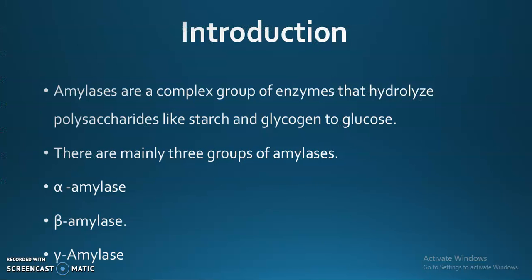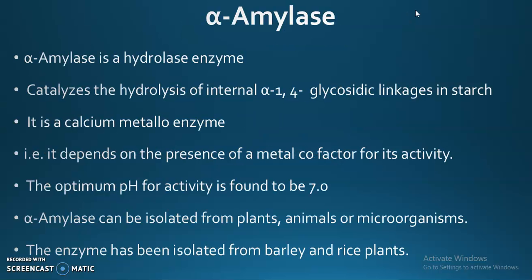Amylases are a complex group of enzymes. They can hydrolyze polysaccharides like starch and glycogen to yield glucose. There are mainly three groups of amylases. They are alpha amylase, beta amylase and gamma amylase.